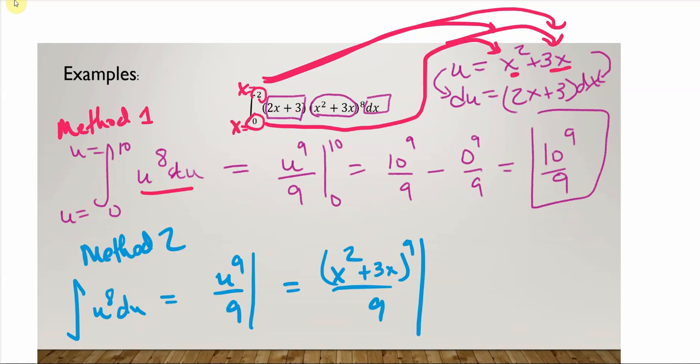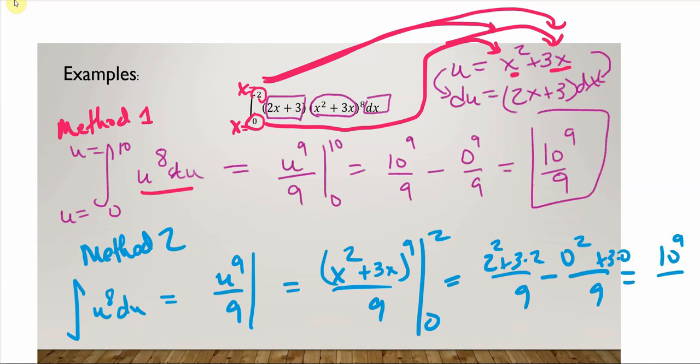Now I bring my original bounds back, 0 and 2. So when I have this problem, I'm going to plug in my 2, and I'm going to get 2 squared plus 3 times 2, over 9, minus 0 squared plus 3 times 0, over 9, which is also going to give me 10 to the 9th over 9.